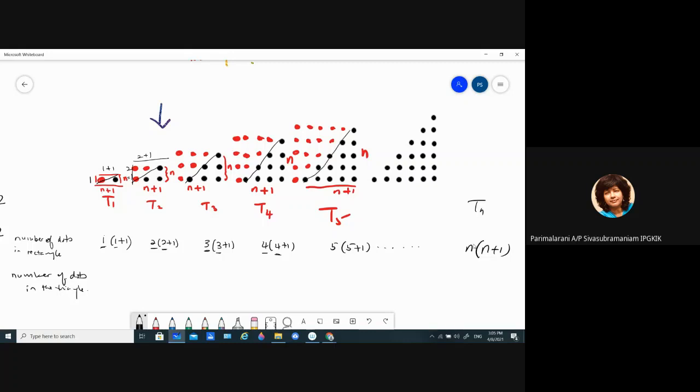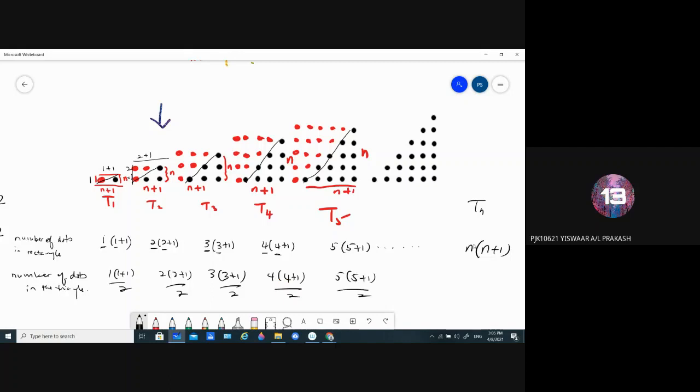Okay, we want to know the number of dots. So, 1 plus 1 divided by 2. 2 into 2 plus 1 divided by 2. 3 into 3 plus 1 divided by 2. 4 into 4 plus 1 divided by 2. 5 into 5 plus 1 divided by 2.